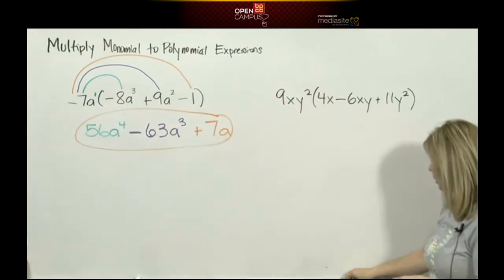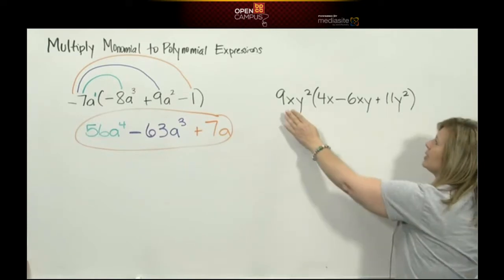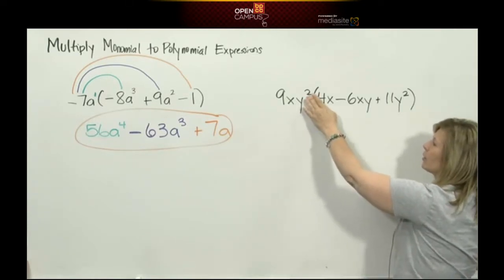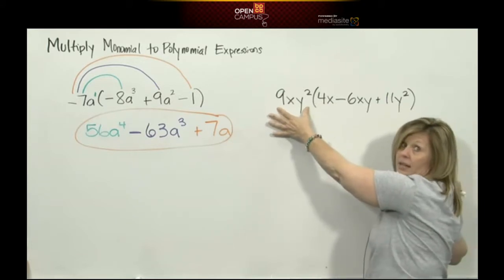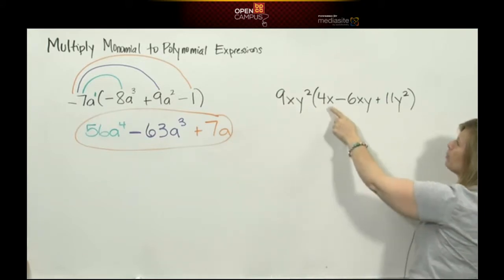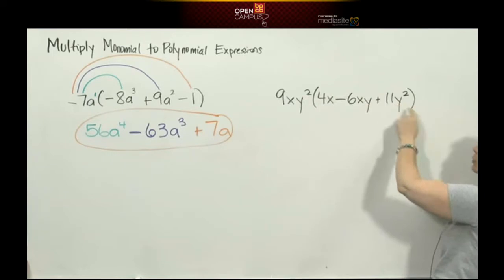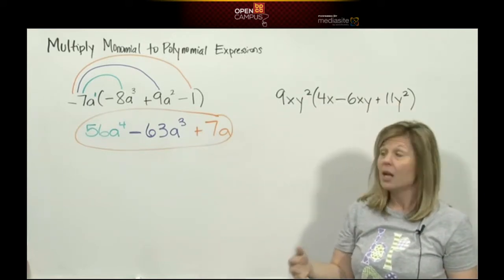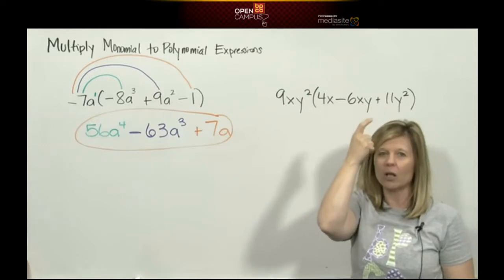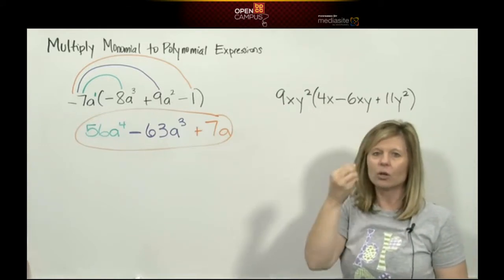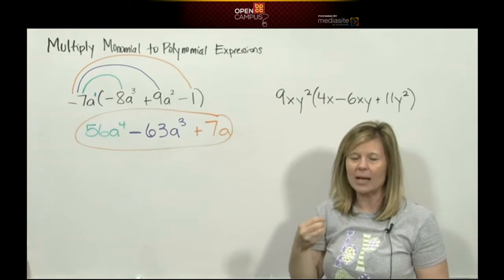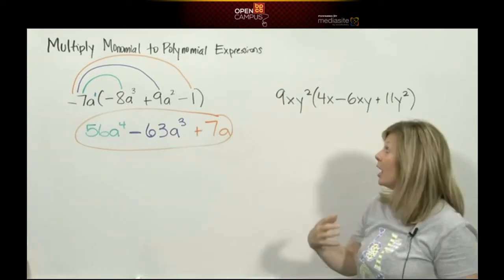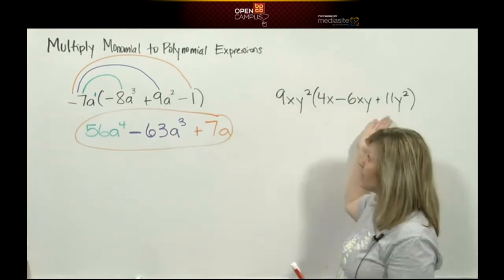Okay, let's look at the next one. We are multiplying 9xy squared. That's a monomial. It's all connected by multiplication. We are multiplying to 1, 2, 3 terms. Well, the only way to do that is use the distributive property. There's no paperwork. It's all up here. So, ladies and gentlemen, you have to go slow and not make careless mistakes. Again, my helpful hint is make the rainbow.